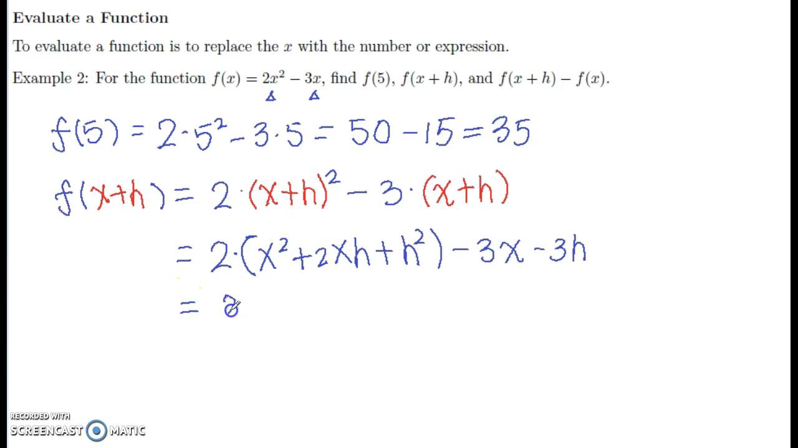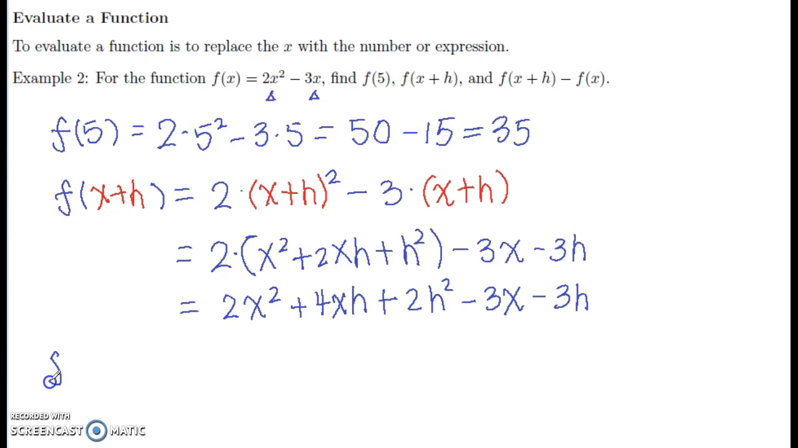And it will equal 2x squared plus 4xh. We're distributing the 2 here, plus 2h squared minus 3x minus 3h. And there's no like term, so this will be the final answer.